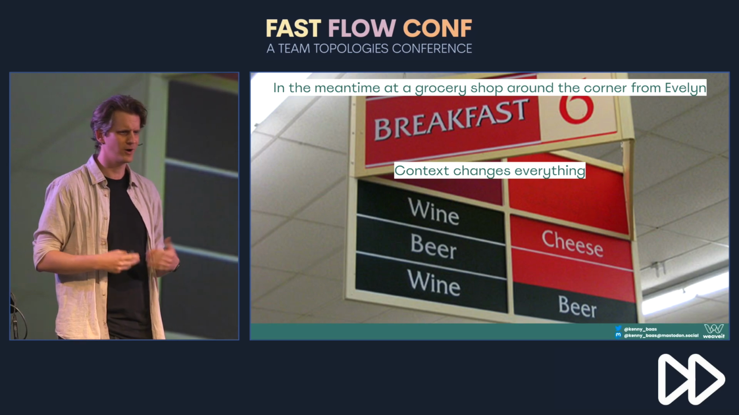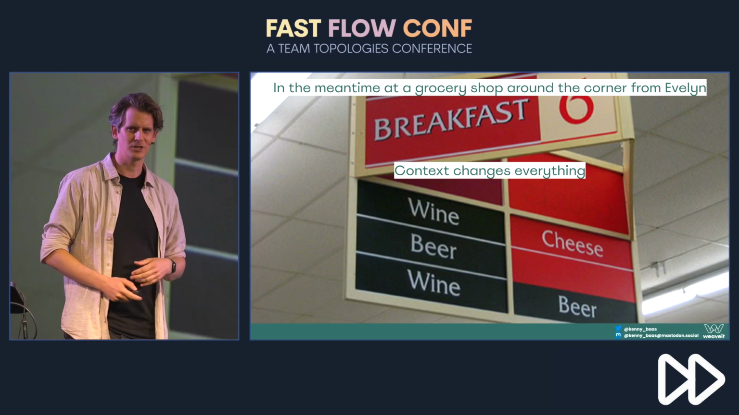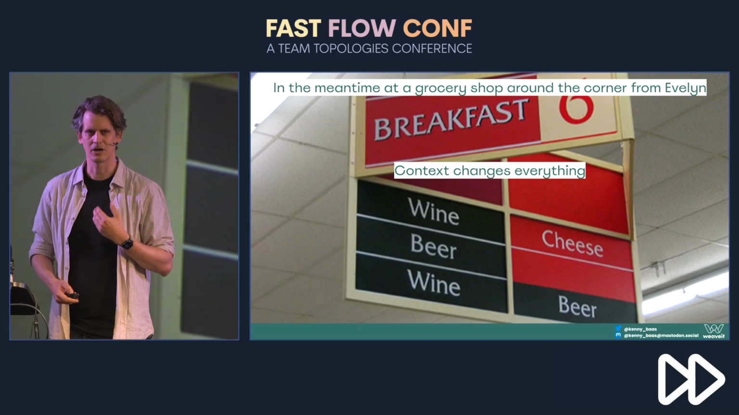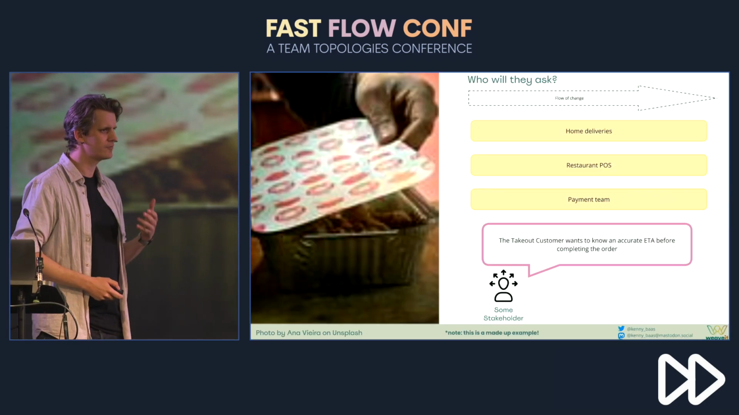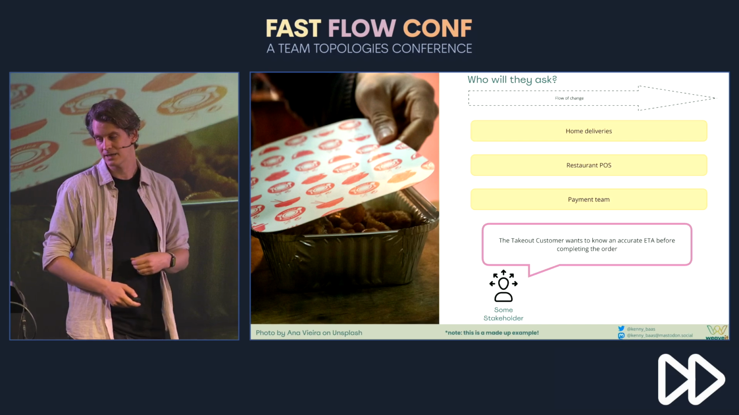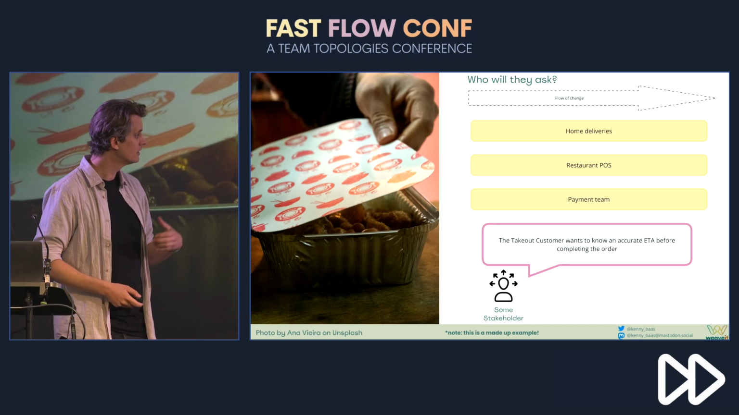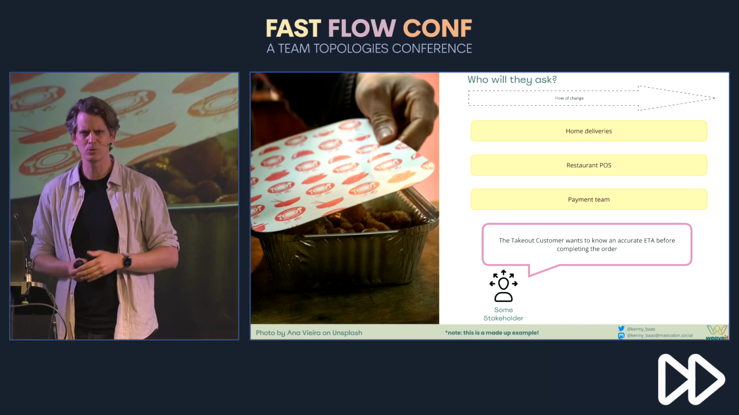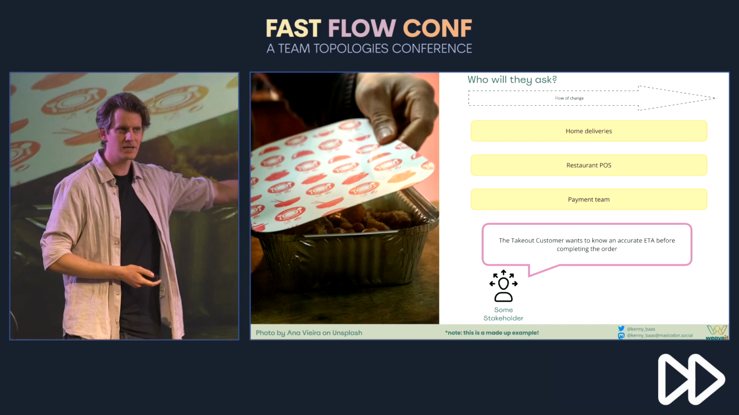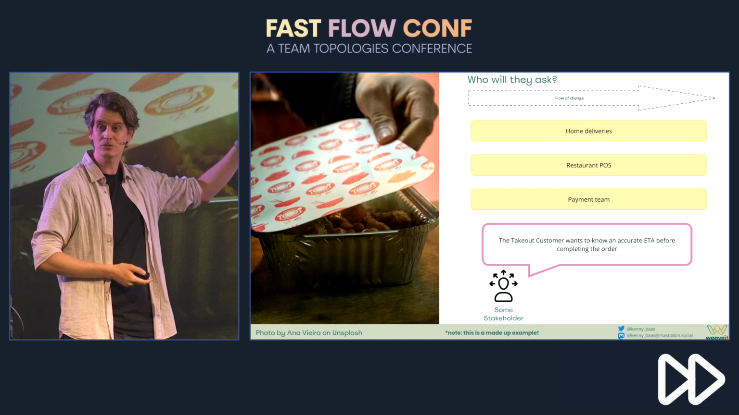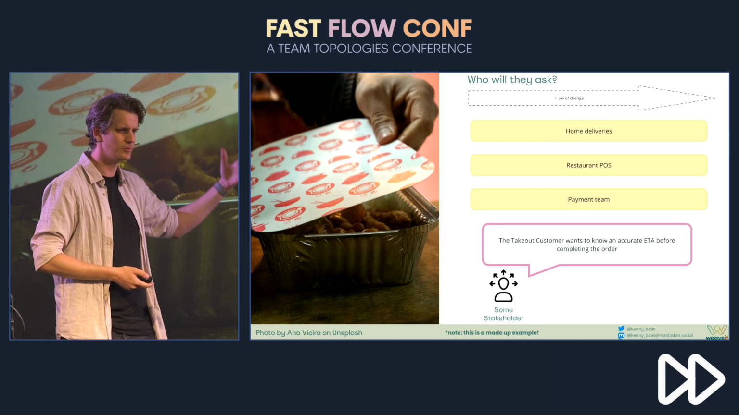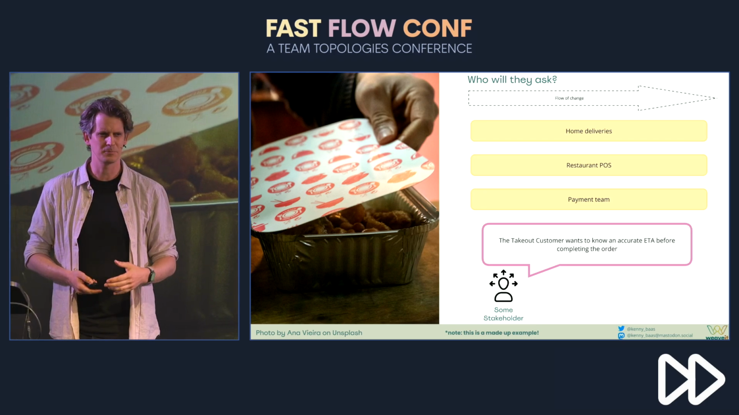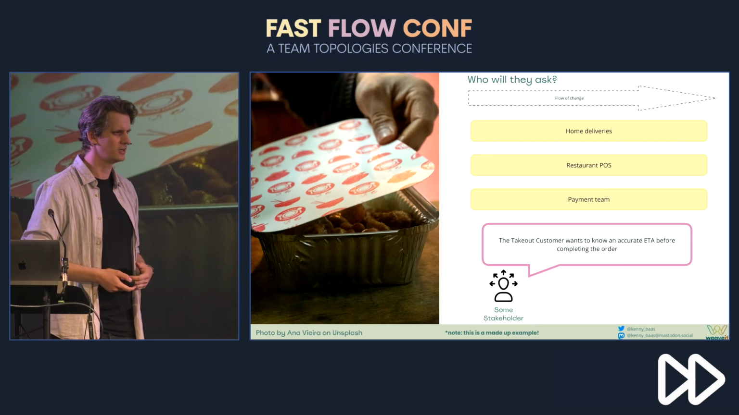And you might be wondering, where are you actually going with this grocery shop? Well, for me, software and organizations are similar, because if we have a stakeholder here that has this question, right? The takeout customer wants to know an accurate ETA before completing the order. Which team should they go to? Well, in this case, luckily the teams have proper names, like home deliveries, restaurants, that give you a bit of context, instead of the Avenger team or the Pirates team. Please stop doing that. It doesn't give me context at all.